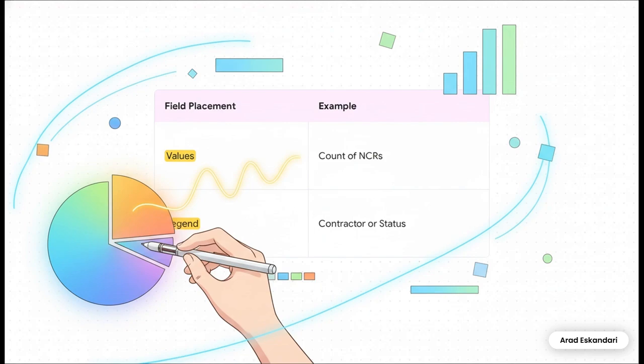Setting this one up is so incredibly easy. You literally only need 2 things: the number you're measuring and the category you want to slice it by. You just pop that category into the legend, and just like that, you've instantly revealed who's got the biggest slice of the pie.